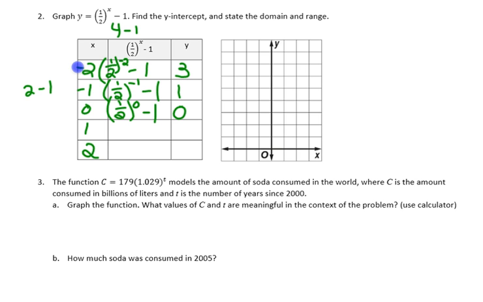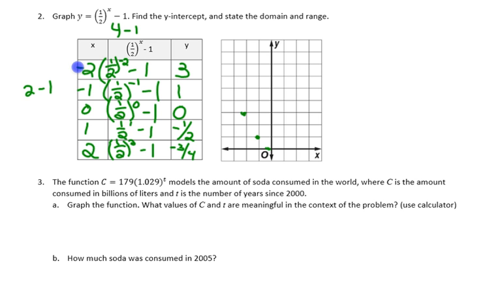Then we have 1/2 to the first minus 1, which is negative 1/2. And then 1/2 to the second minus 1 is negative 3/4. So the points are negative 2, 3; negative 1, 1.